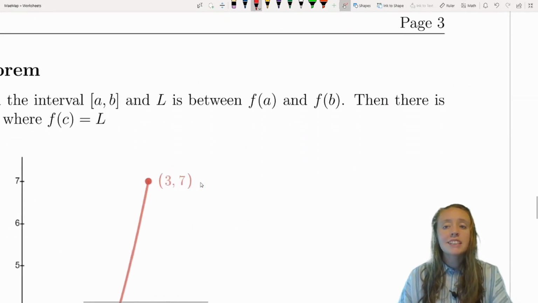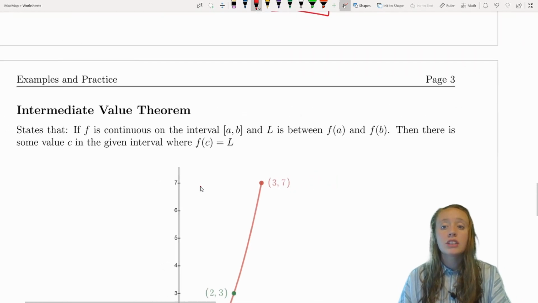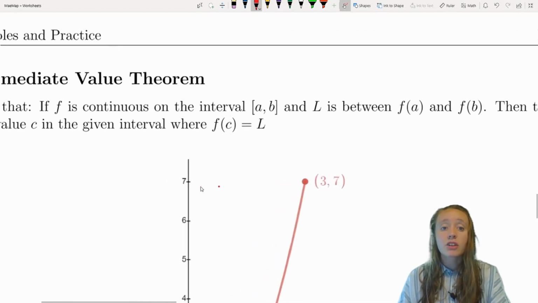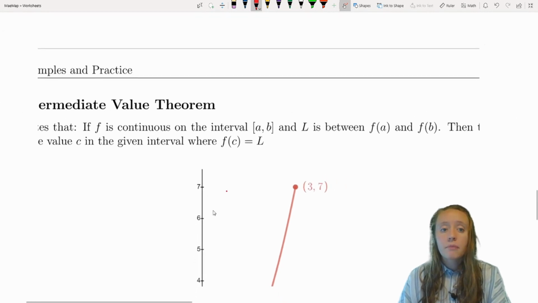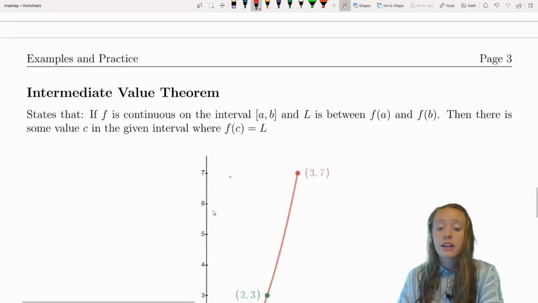But for the sake of time, let's continue on, and I'm quickly going to introduce the intermediate value theorem. I think this is a pretty intuitive theorem based on continuity, so we'll go ahead and talk about it.